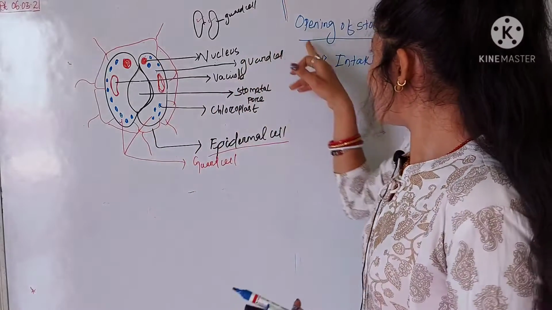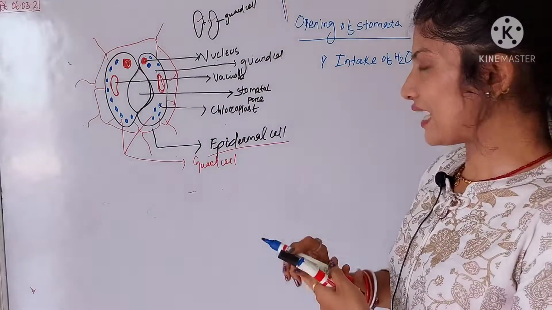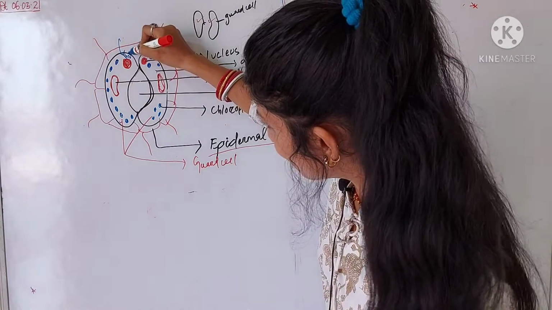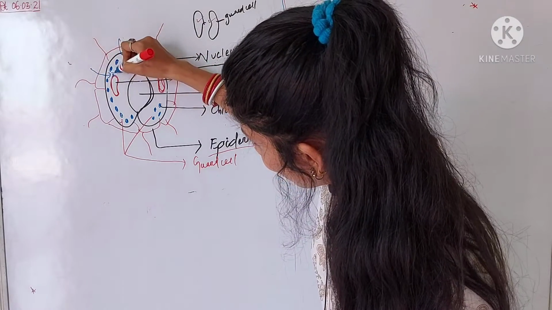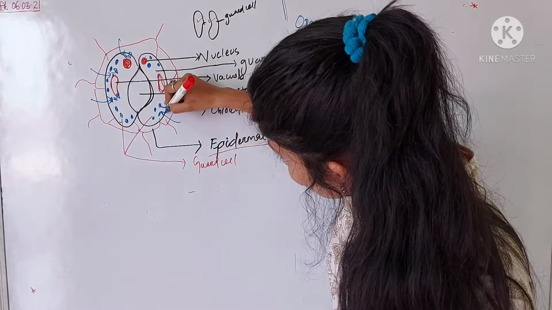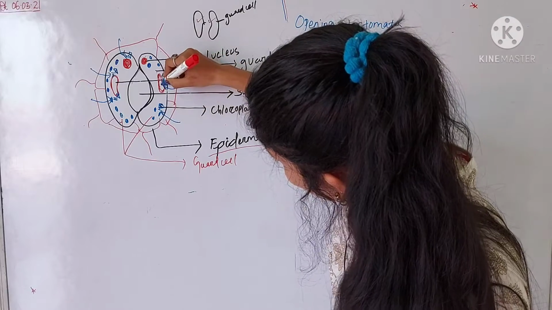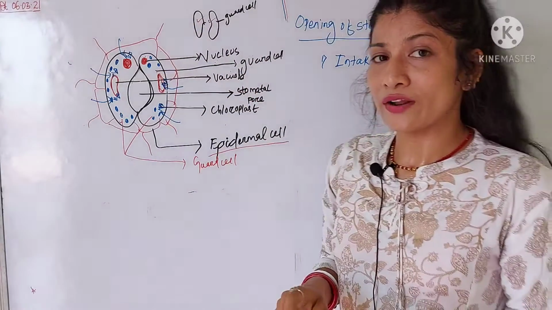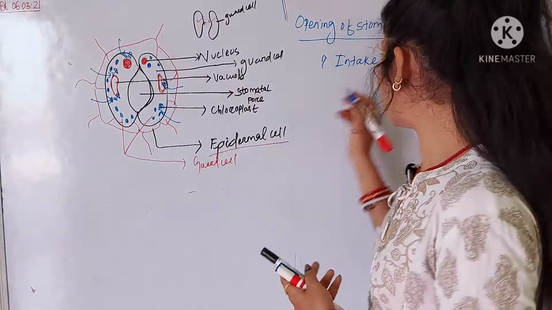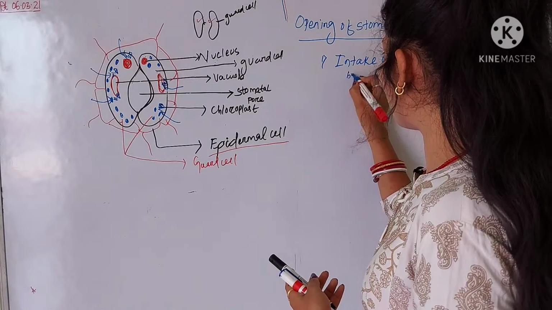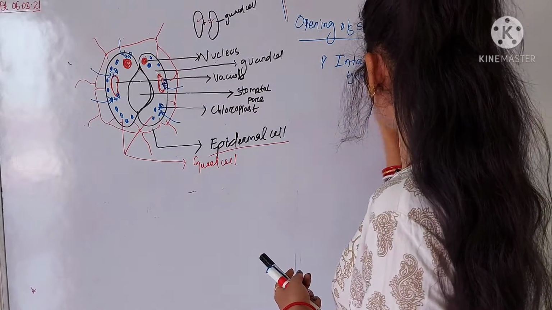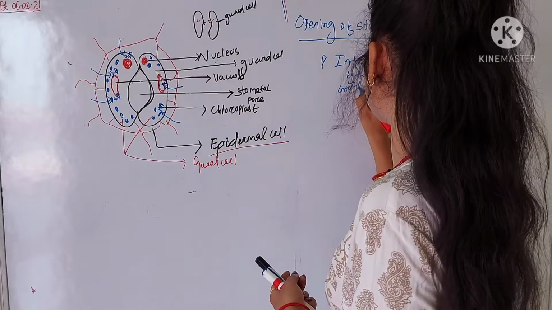Okay, so for the opening of stomata, the first point is intake of water. Intake of water means water enters into the guard cell. Understood, students? Intake of water molecules by the process of osmosis, which we have already studied in class 9. So first, intake of water molecules by the process of what? Osmosis, into the guard cell.